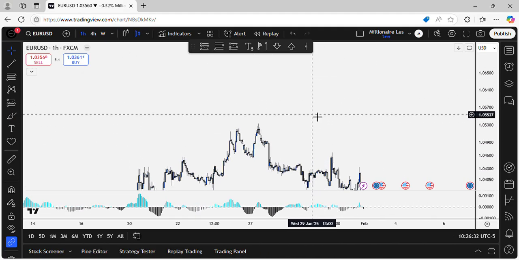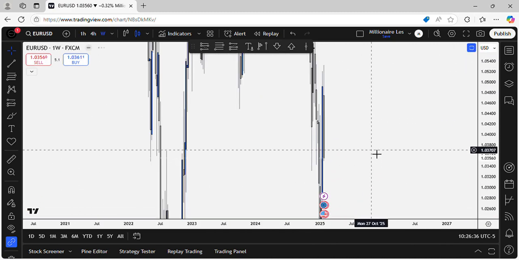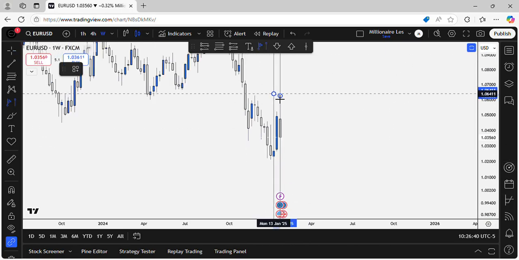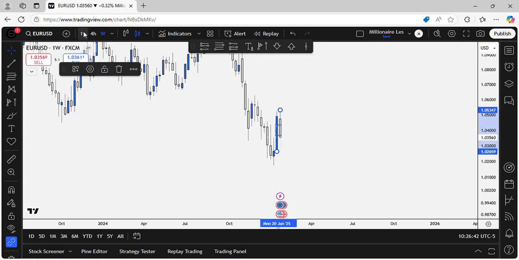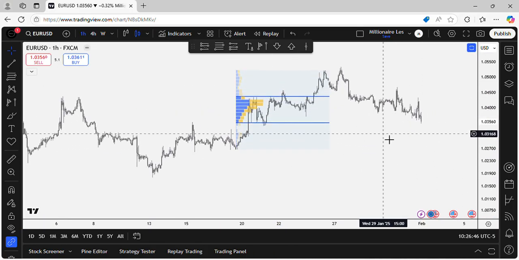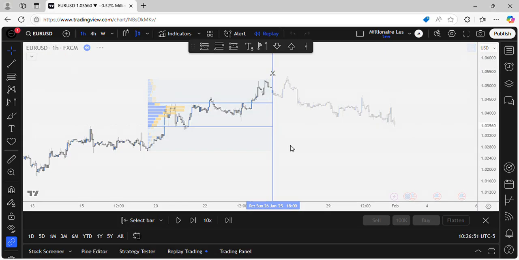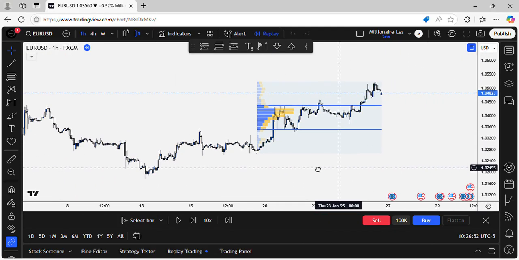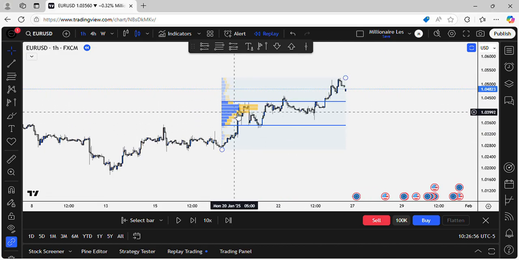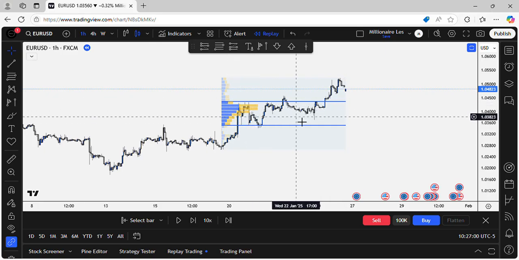Now, how does that coincide with the charts? Let's say I draw a weekly profile and I go down to the 1 hour. 70% of the volume that was traded within a week period was within this area, as you can see.